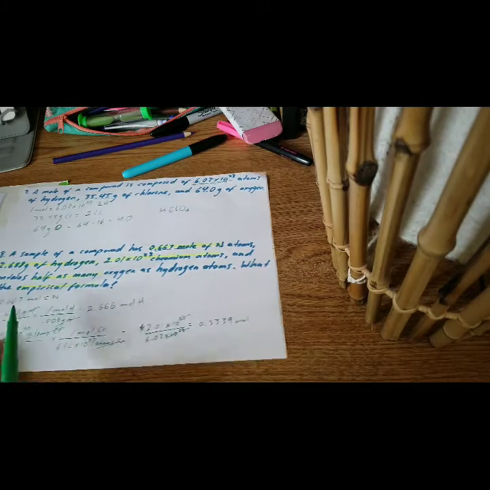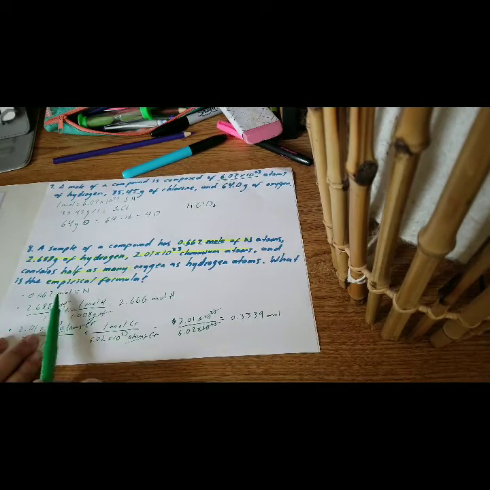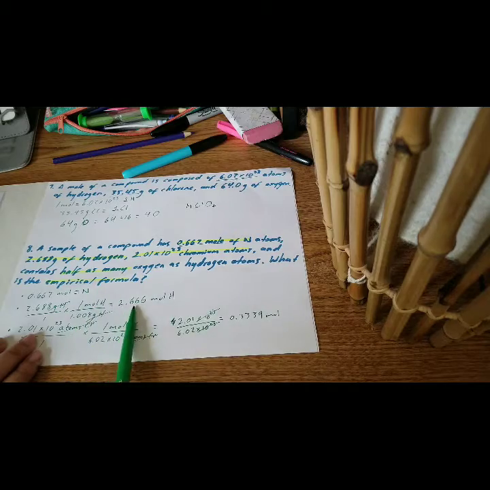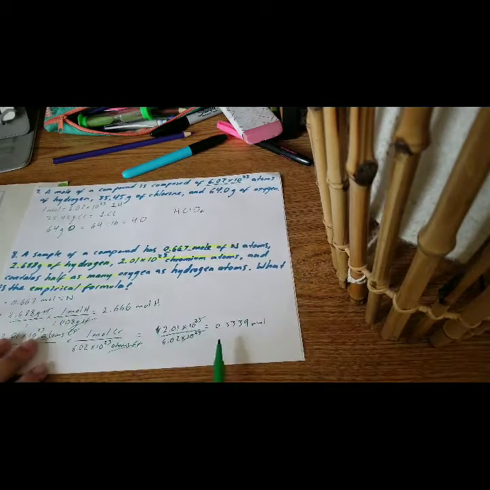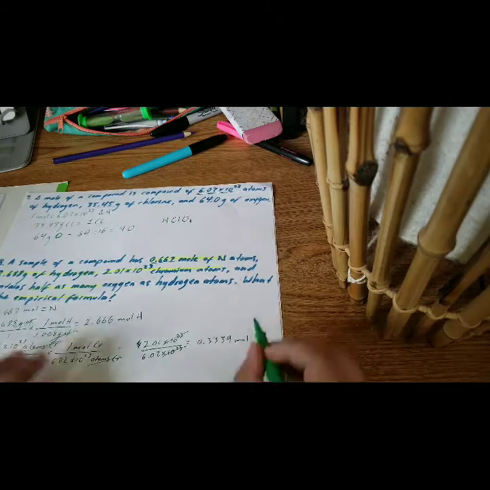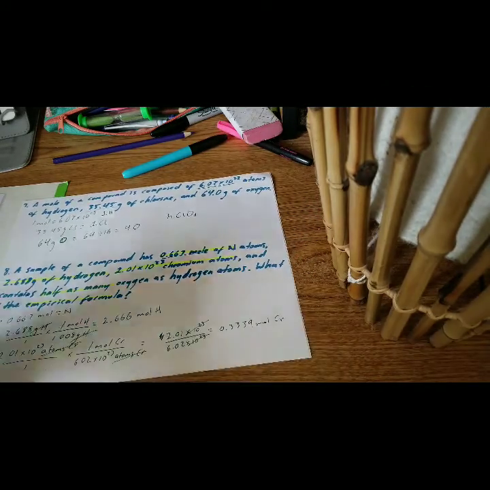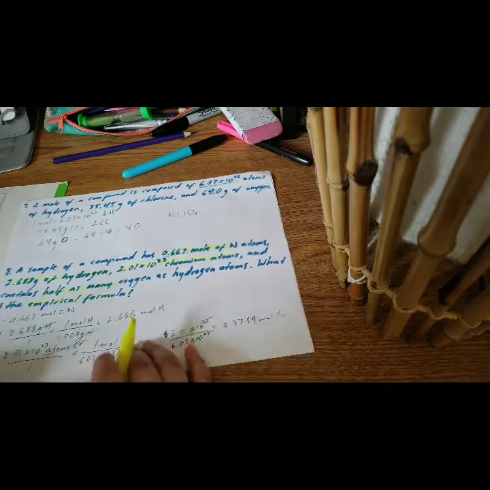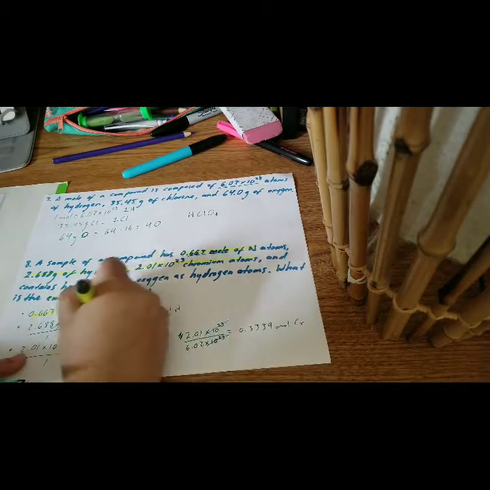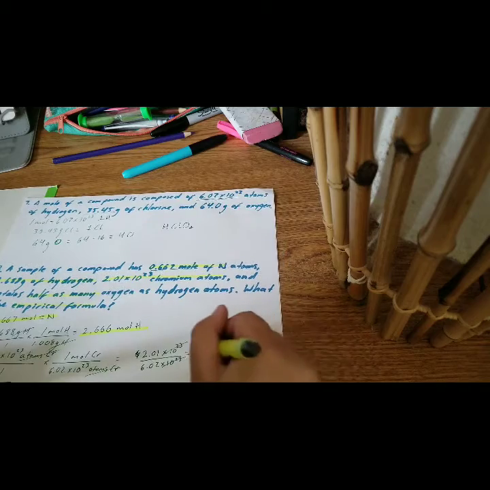So far we have 0.667 moles of nitrogen, 2.66 moles of hydrogen, 0.3339 moles of chromium. Okay, so let me just highlight these. So moles of nitrogen, moles of hydrogen, moles of chromium.